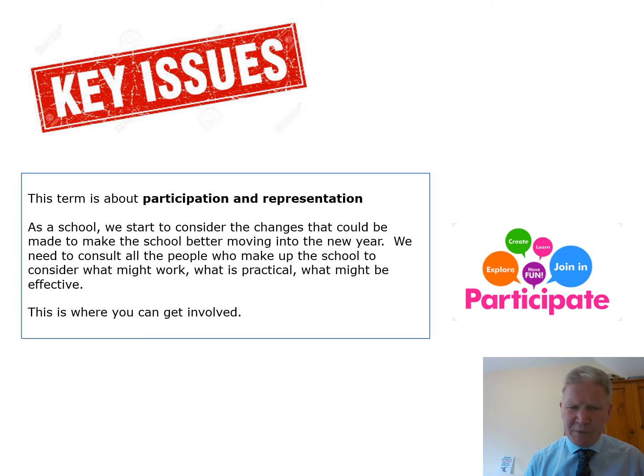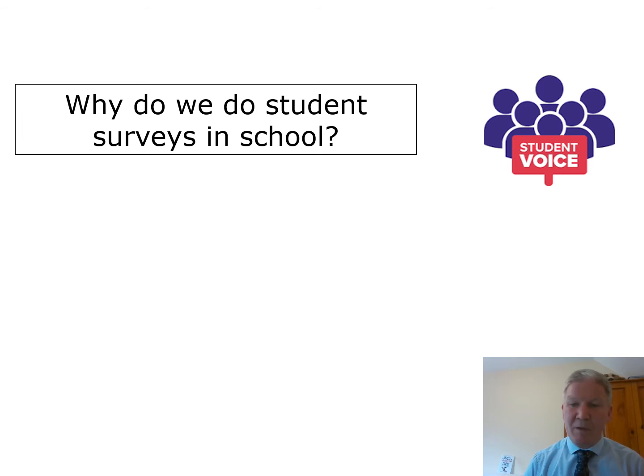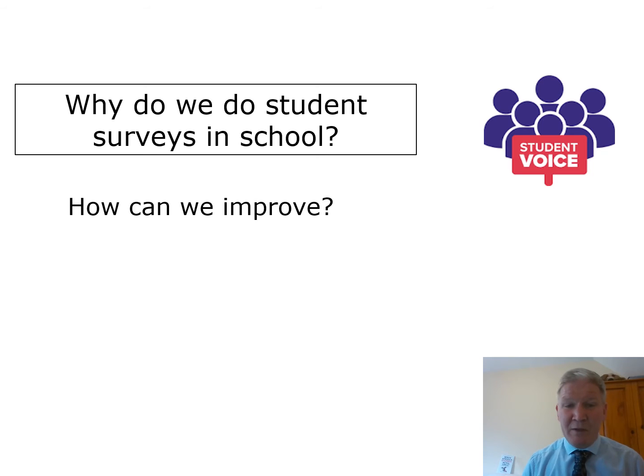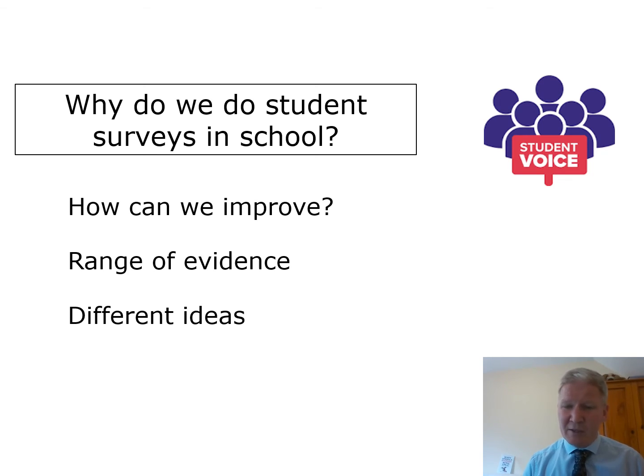So, this term is about participation and representation within our school, how we make school better, the way in which we consult, the way we come up with ideas that are practical and maybe more effective as a result. One way we find out information within school is by doing student surveys. We ask the questions about how we can improve, we get a range of evidence, and sometimes we also get different ideas. What I'd like you to do now is watch the video on the behaviour survey that's been created. Your tutor will put that on now.